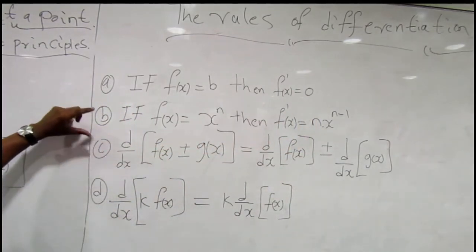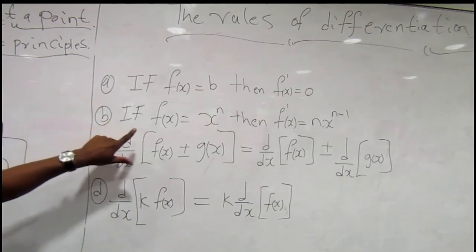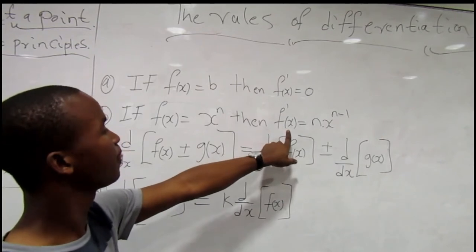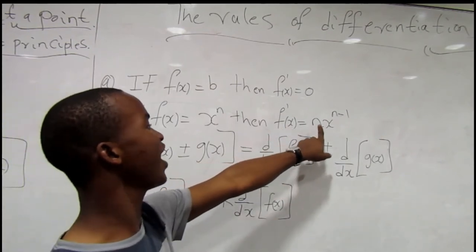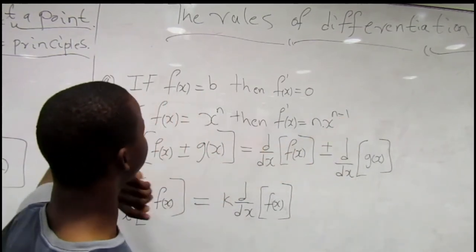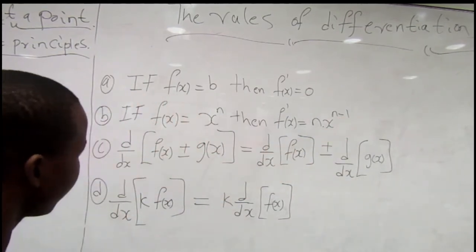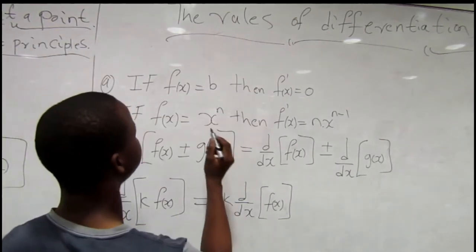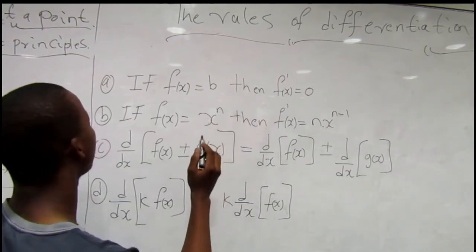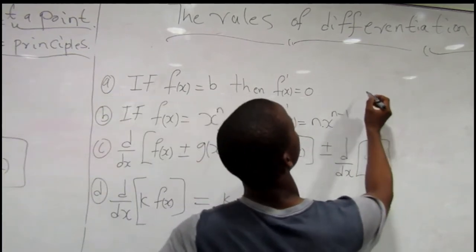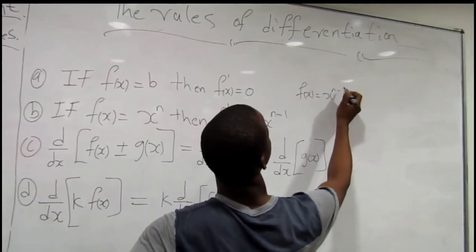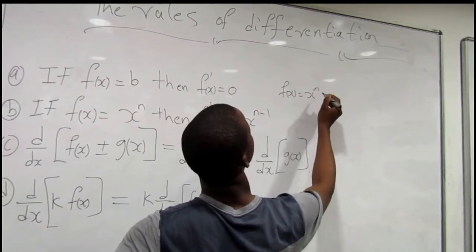The second one is if f of x is equal to x to the power n, then f prime of x is equal to n times x to the power n minus 1. How do we get this? We are having x to the power n. How do we get this? We look at f of x equals x to the power n.